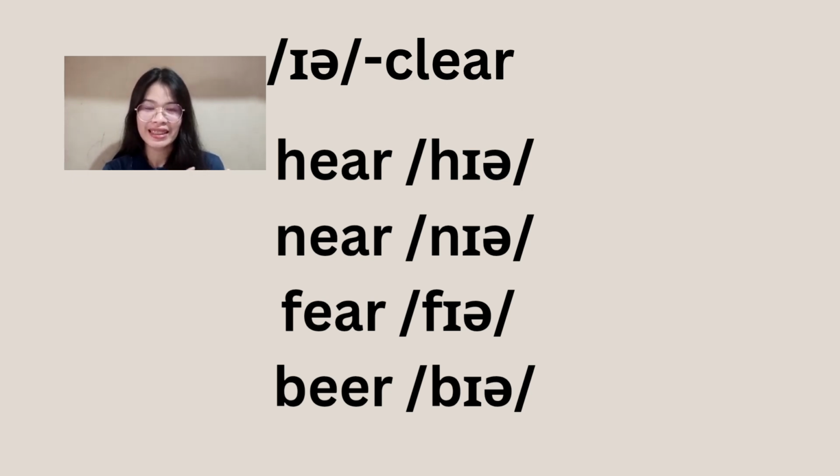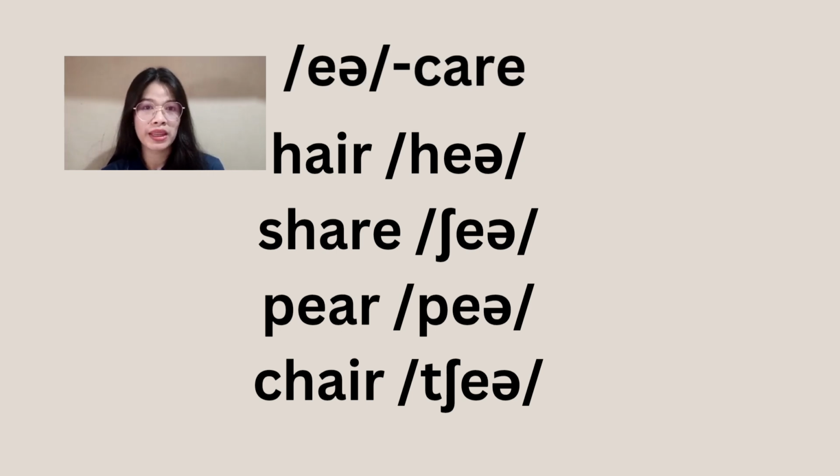Diphthong ear. It is a combination of the short vowel I and the schwa sound. So it's like clear, near, fear, beer. The next diphthong will be the diphthong air. It is like with care, hair, share, pair, and chair.